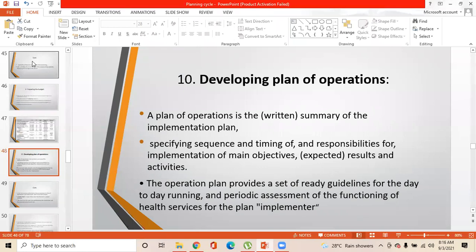Developing a plan of operations. A plan of operation is the written summary of the implementation plan, specifying sequence and timing of and responsibilities for implementation of the main objective, expected results, and activities. The operation plan provides a set of ready guidelines for the day-to-day running and the periodic assessment of the functioning of the health services for the plan implementer.